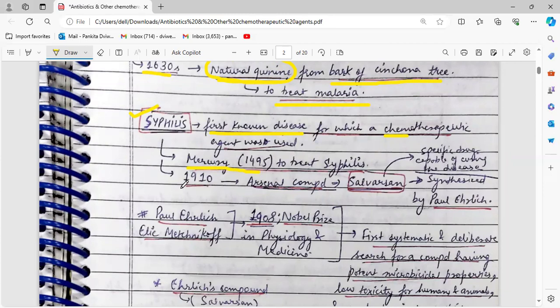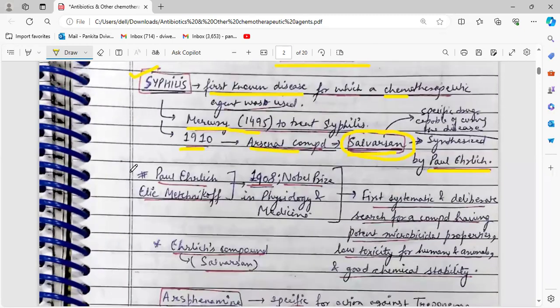After that, in the year 1910, an arsenical compound known as salvarsan was used to treat syphilis. This salvarsan compound was synthesized by Paul Ehrlich, and it was a specific drug used to treat the disease syphilis. Paul Ehrlich and Elie Metchnikoff got a Nobel Prize in Physiology and Medicine in the year 1908.